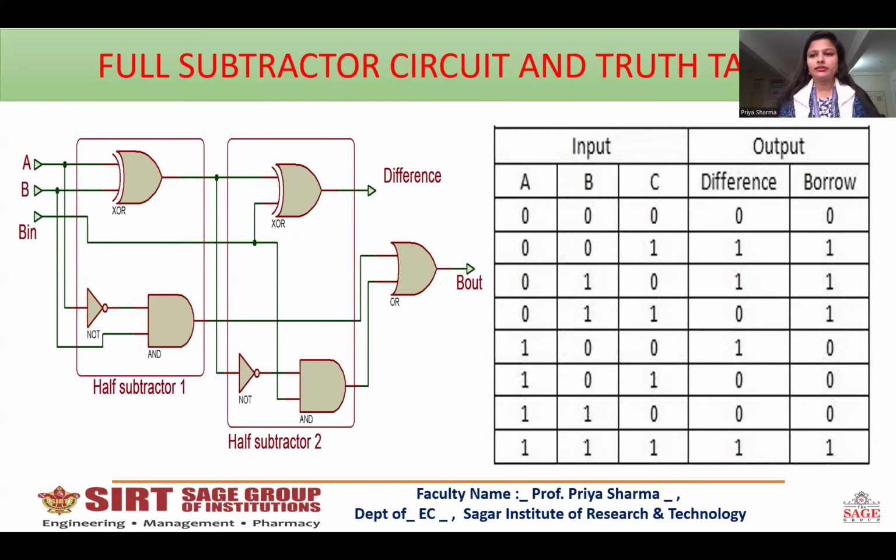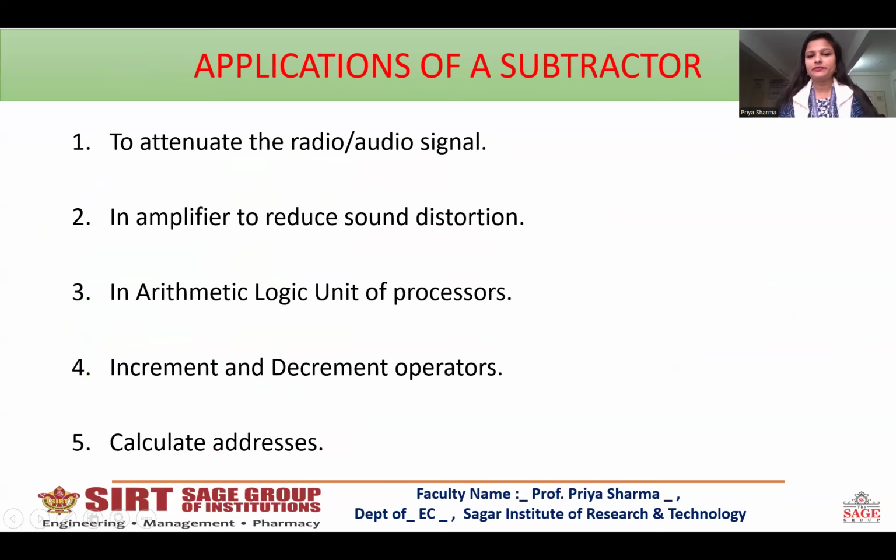Again, we can construct a full subtractor by using two half subtractors, as it is denoted, followed by an OR gate. This is the truth table of the full subtractor. Applications of a subtractor are as follows. It is used to attenuate radio or audio signals. In amplifiers, it is used to reduce sound distortions. In arithmetic logic units or ALUs of the processors, subtractors are used. Increment and decrement operators use the subtractor and to calculate the addresses.